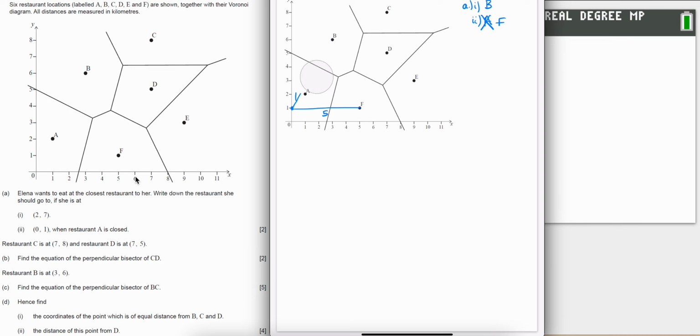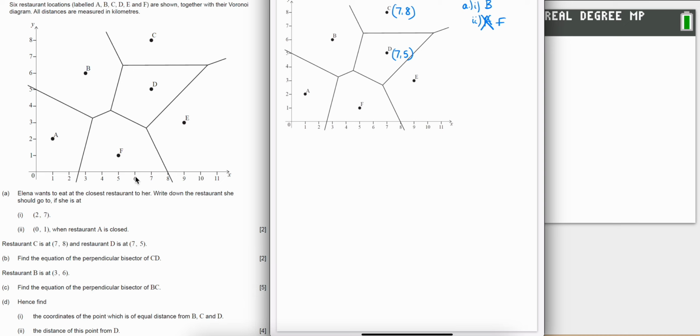Okay, so I'm just going to get rid of this part for the next part of the question. It now says that restaurant C is at coordinate (7, 8). So this is (7, 8). We can label that on our diagram. And that restaurant D is at (7, 5). So that's this point here. And we need to find the equation of the perpendicular bisector between C and D.